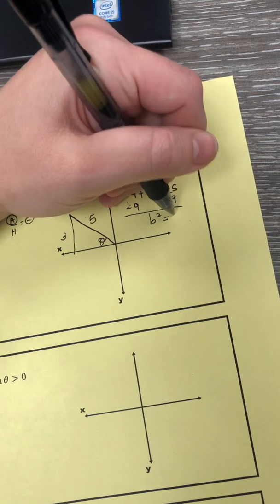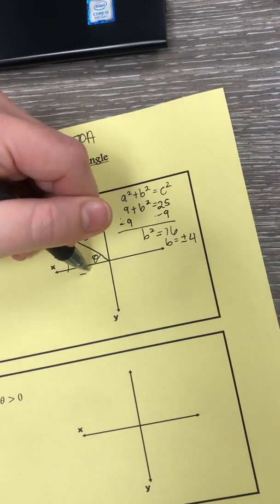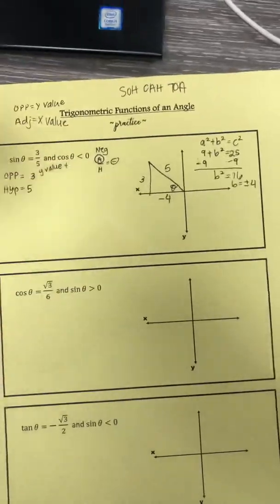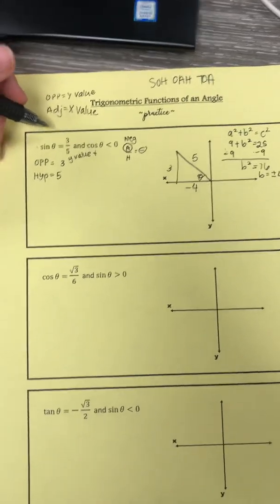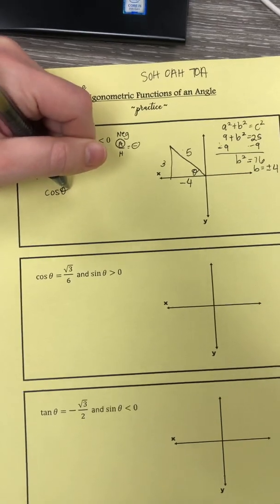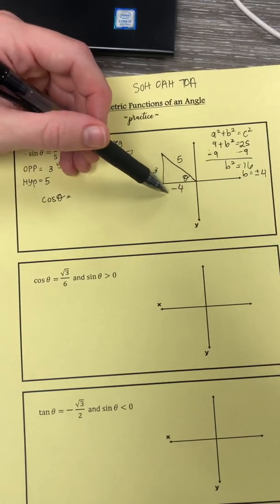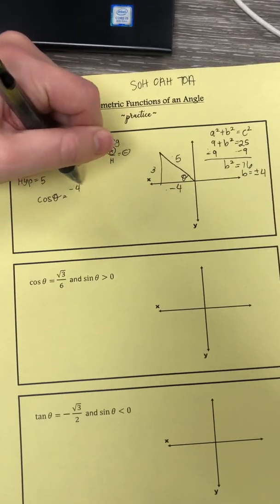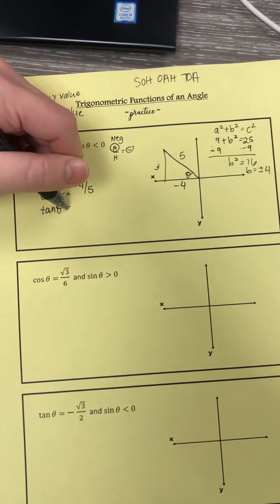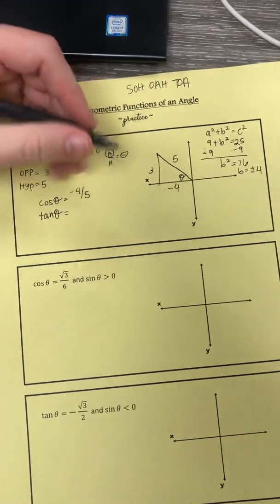Once you find your missing leg, b is equal to positive or negative 4. In this case, for us, it's -4. Okay, once you find your leg, you are just telling me all the trigonometric functions. So we know that sine is 3 over 5. Cosine of the angle, which is adjacent over the hypotenuse, is going to be -4 over 5. And then tangent, which is opposite over adjacent, 3 over -4.